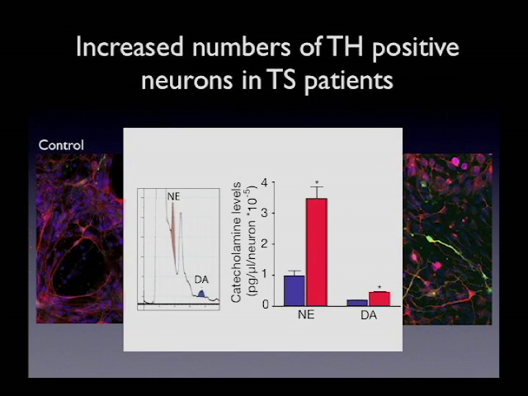And then finally, you might want to know if these cells are actually functional. Do these kids produce more dopamine and more norepinephrine? And you can use HPLC to look at this, and you can see that they produce a lot more norepinephrine and a little bit more dopamine.